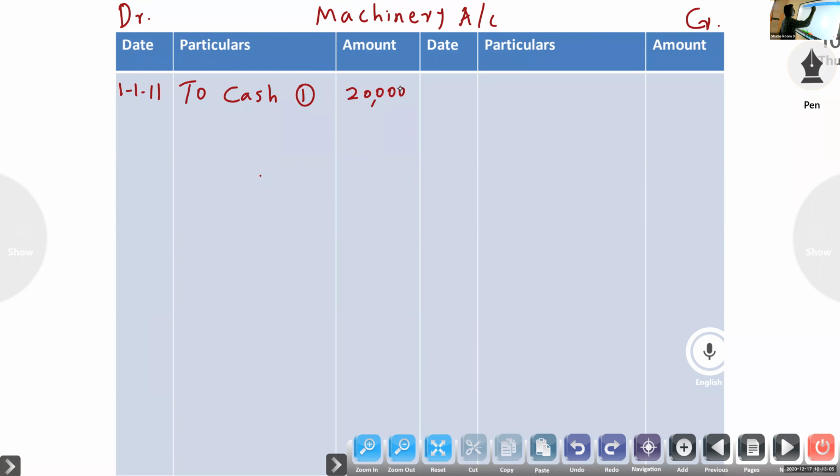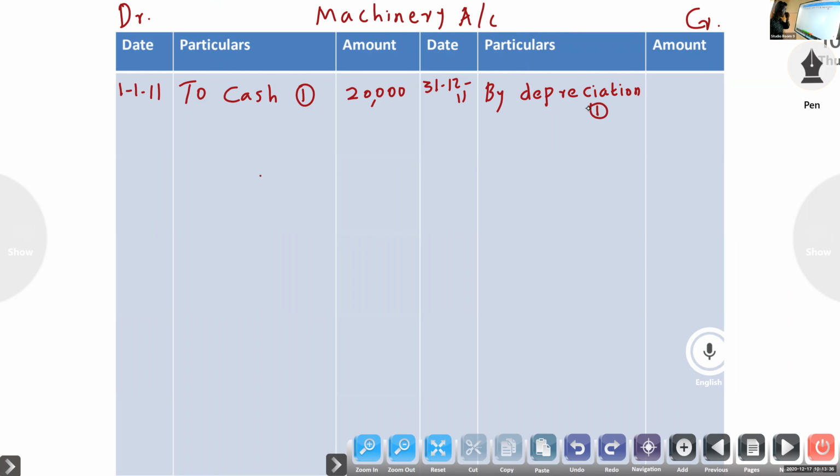Then its closing date is 31st December 2011. So before that, no other transaction. Is it correct? No other transaction, because the next transaction is on 1st July 2012, next year only. So now we can write by depreciation 1.